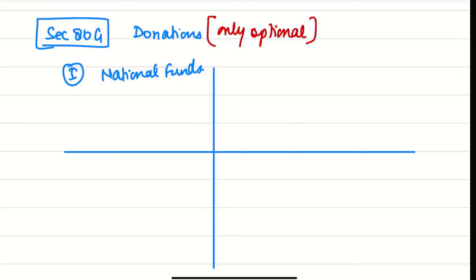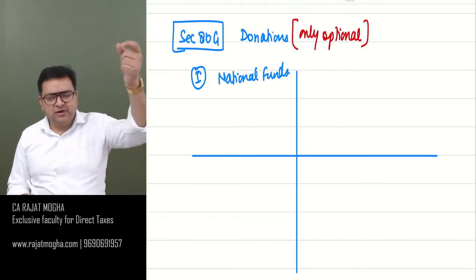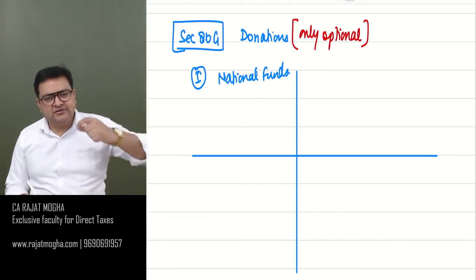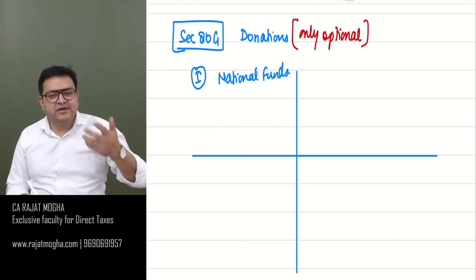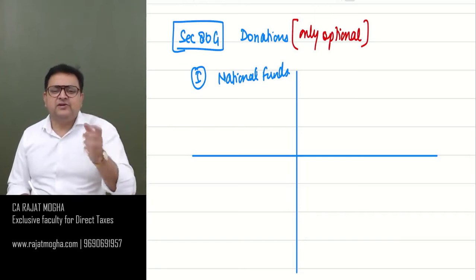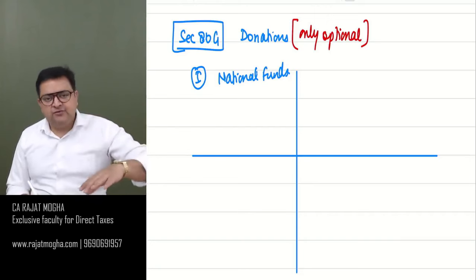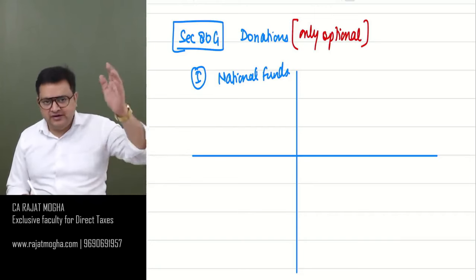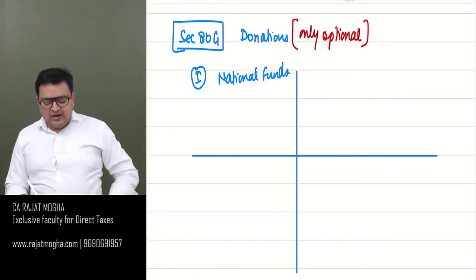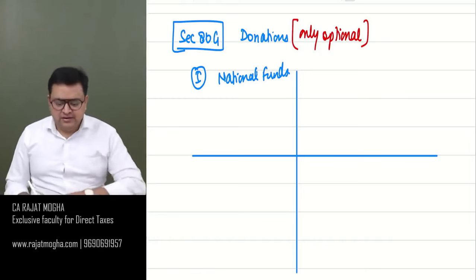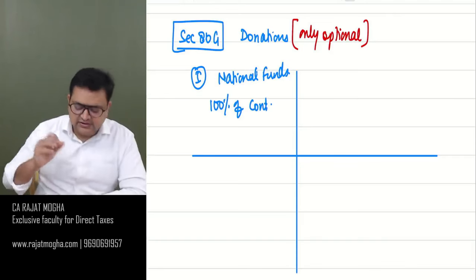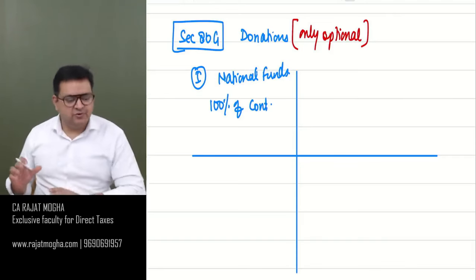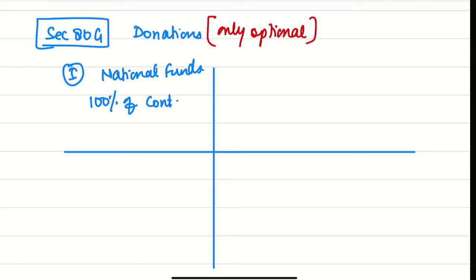If you want, you can read that list. You don't have to learn it, but you can read it. You will find National Sports Fund, National Children Fund, National Fund for Blood Transfusion Council, PM Cares Fund, Prime Minister National Relief Fund. National you will find in most of the cases. And if you want, you can read that list also in ATG after the class. So if you are donating to a National Fund, the deduction is 100% of contribution. Whatever you contribute over here, you will get 100% deduction.